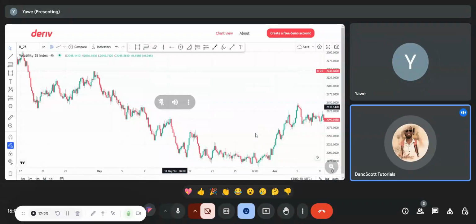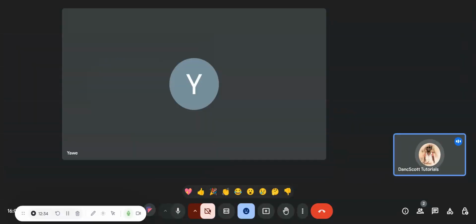So you can stop sharing. Click where you had present, then click on stop sharing, or you can even see it on top, where you have the words stop sharing.